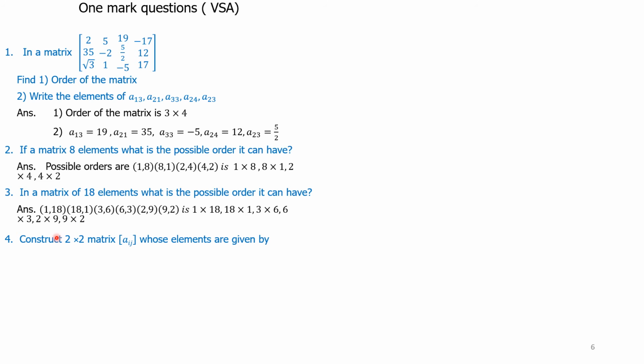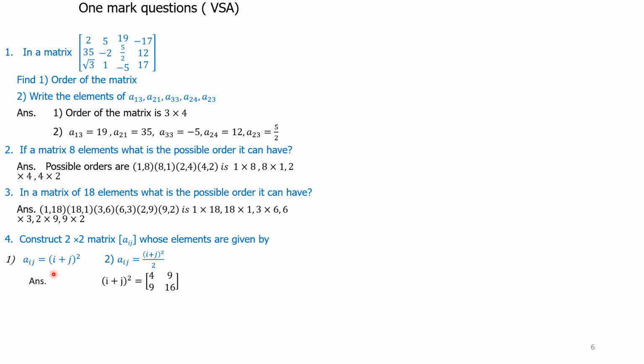Question number 4. Construct a 2 by 2 matrix Aij whose elements are given by: part 1, Aij equals (i plus j) whole square, and part 2, Aij equals (i plus j) whole square by 2.